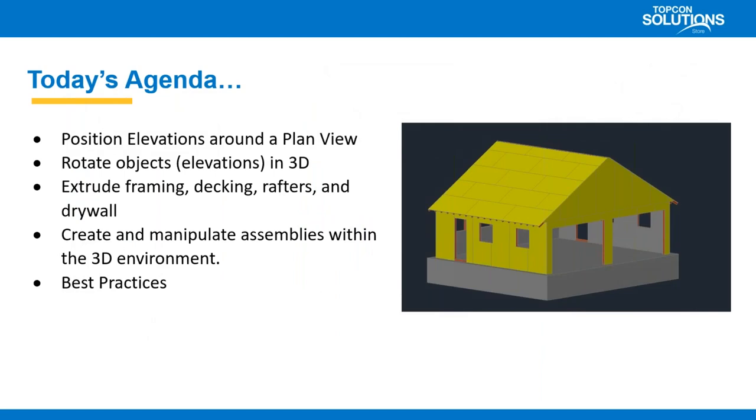Today, we're going to do a two-bay car garage. We're going to be doing framing, drywall, rafters, and the decking of it. We're going to position elevations around the plan view, rotate objects in a 3D environment, and extrude the framing, the decking, the rafters, and the drywall.